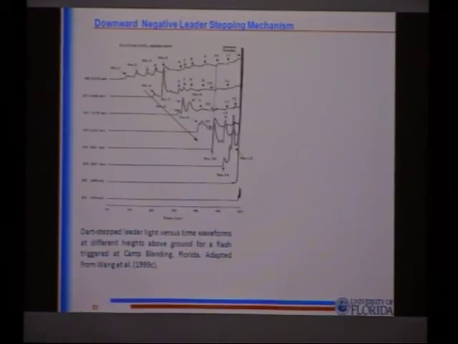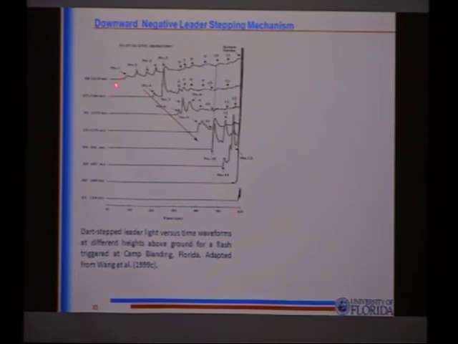This is further information on the leader formation process. This picture is taken from a paper by Wong et al., published in 1999. This is for dust jet leader and rocket-triggered lightning. What is shown are the light versus time waveforms at different heights above ground: 40 meters, 40 meters, and up to 290 meters. The time scale is 60 microseconds across.